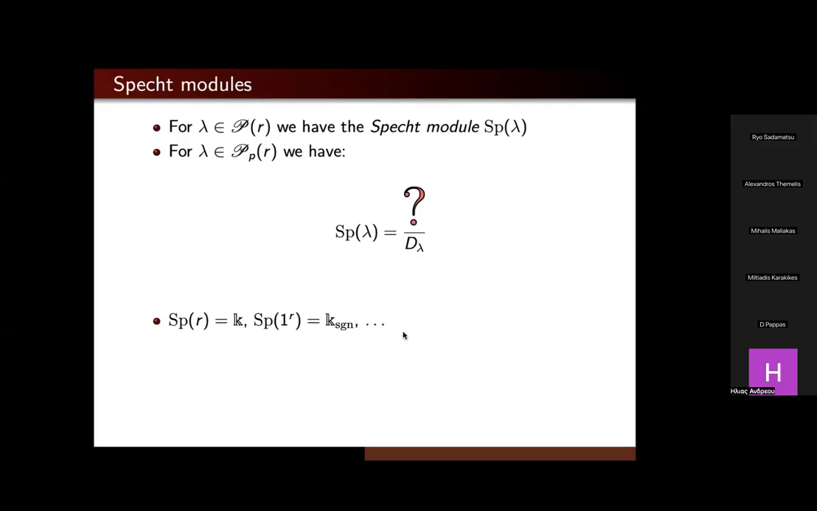Some Specht models that we love and like: I'm taking the partition just a big fat r, just one thing, and that's going to be the trivial model. And I take the thinner version of these, where I take 1, 1, 1, 1, 1, r times, and that's going to be the sign representation. Again, you can construct and write down every Specht model you like. There are bases available, and you can see what is going on.